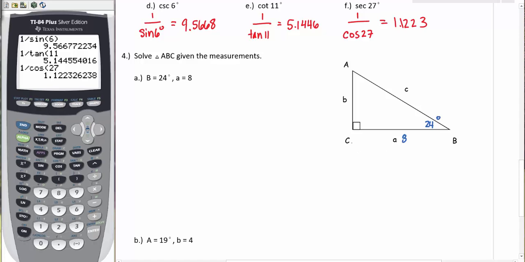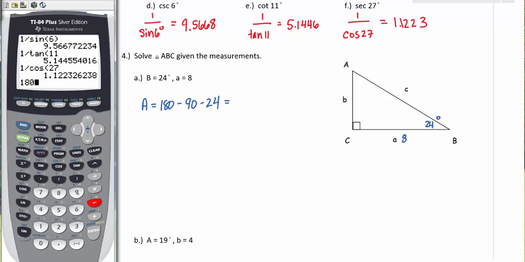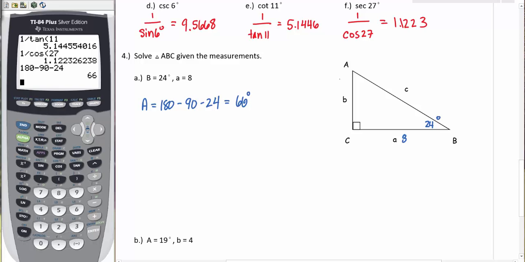So you're going to need to use trig. But there are a couple of other things that we get to use because we're smart and we remember things that we've learned in math before. So if you remember that angles within a triangle add up to 180, I can find angle A. It's 180 minus 90 minus 24. Okay? And you're going to just do that in your calculator, and you get 66 degrees.